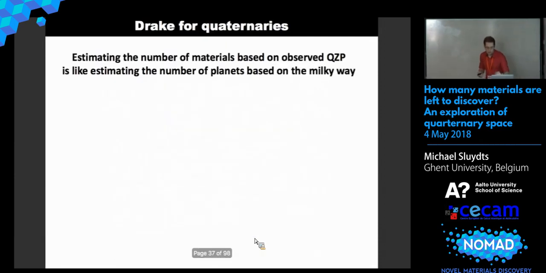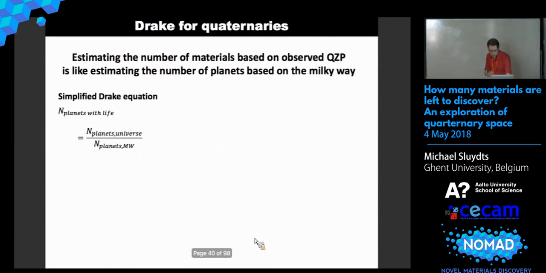We can try making this rate equation. So what I'm going to say now is that estimating the number of materials based on our observed quaternary interfaces here is a bit like estimating the number of planets based on what we've seen in our own galaxy. And thus you can write down a simplified rate equation. For the planets with life, you take the number of planets divided by the number of planets in our galaxy. So this is just the number of galaxies times the number of solar systems in our galaxy times the number of observed planets for each solar system.